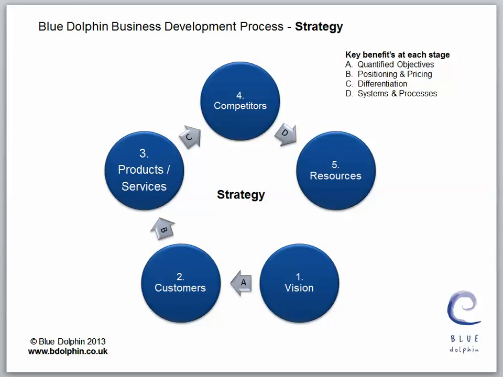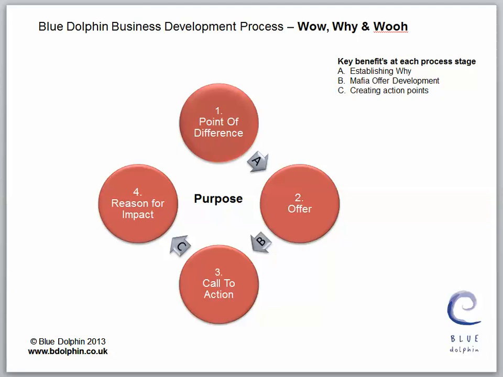All of this then means that we need to develop some systems and processes. And for us, that's a key part. It's not just about a single activity. It's about working out what the systems and processes are that can give maximum return on investment. So that was stage 1, the strategy. The next bit being the wow, why, and woo. What is it that's going to make you different?